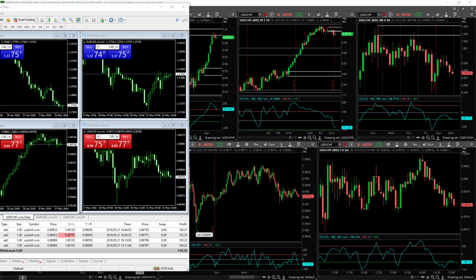So that's all for now, and we'll be following this trade later on during the week, looking for another entry on the short side if it continues to drop.